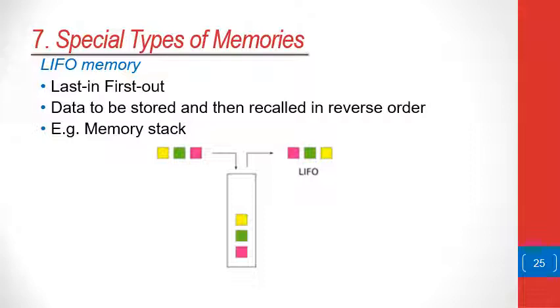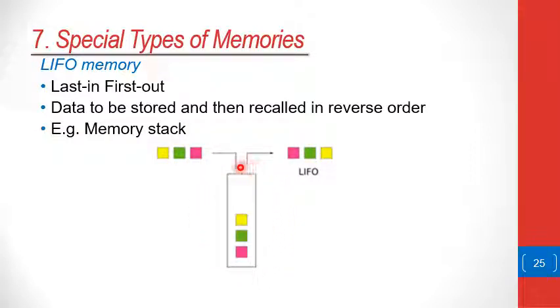So data is stored and then recalled in reverse order. In this example, when data comes into the memory, the purple block comes in first, then the green block, then the yellow block. When it's retrieved, the last block to come in, which is the yellow block, will come out first, then the green block, and then finally the purple block, which was the first to come in. So it's last in, first out.